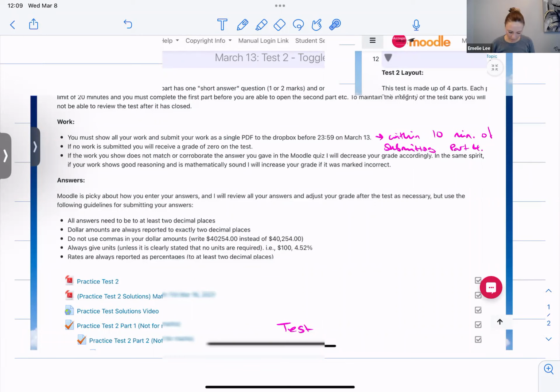Okay, so if you don't submit any work this time, I will grade you 0. I didn't do that on test 1 because I'm nice that way. But if you don't submit any written work, then I will give you a grade of 0 because it's right there. If the work that you show in your written work doesn't match the answer that you gave me, then I have the right to reduce your mark.